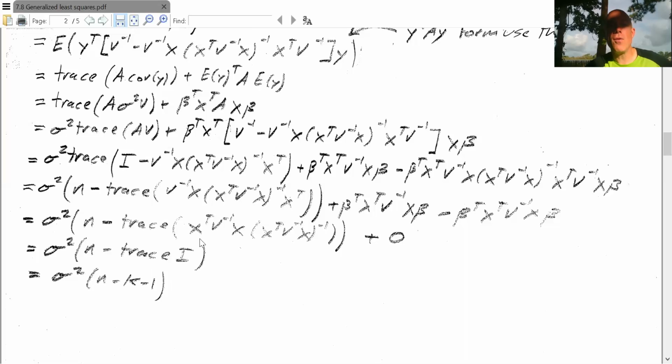Down here, this is coming from X transpose, right? How many rows does X transpose have? Well, how many columns does X have? X has k plus 1 columns, so this is a k plus 1 by k plus 1 identity matrix. So the trace is k plus 1. Boom, I've got this. Now with the fraction, when I divide by the numerator, I can see that I'll have an unbiased estimate.